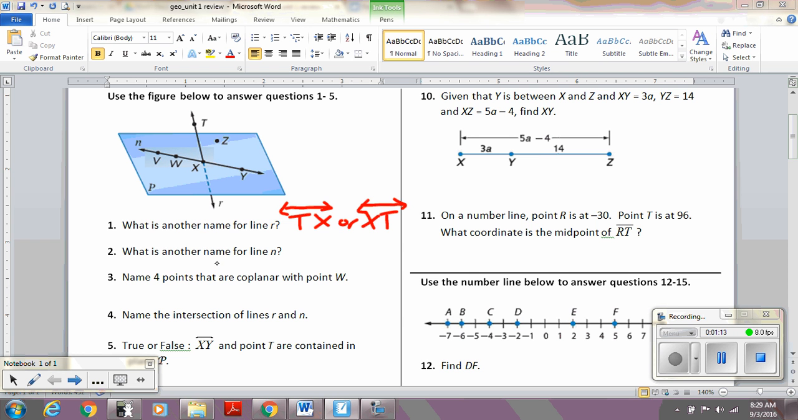Number 2 says, what is another name for line N? Same idea, pick any 2 points on the line. So I could say it's VW, VX, and so on and so forth. So there are several different combinations of 2 points that I could use.